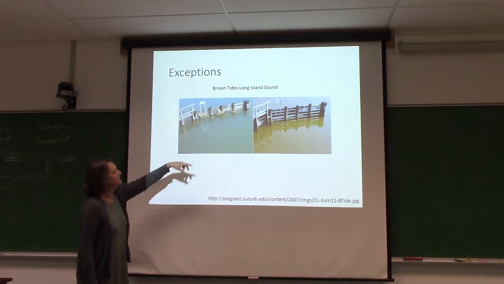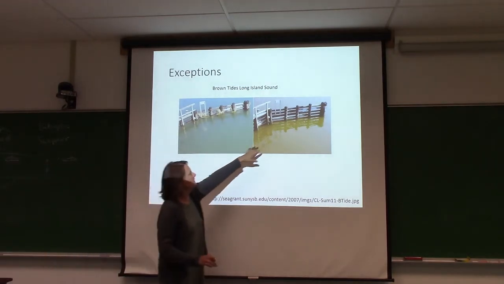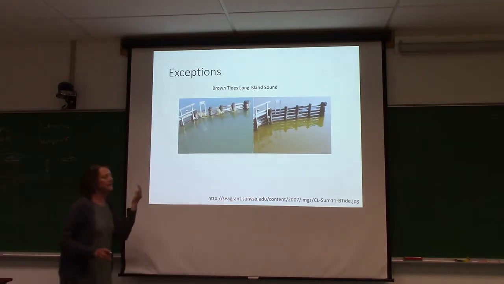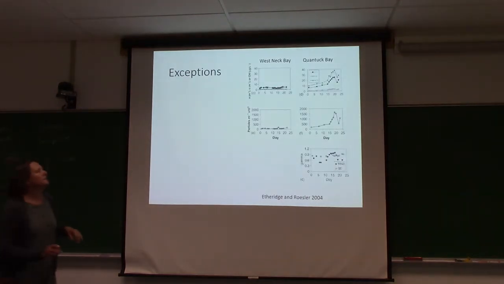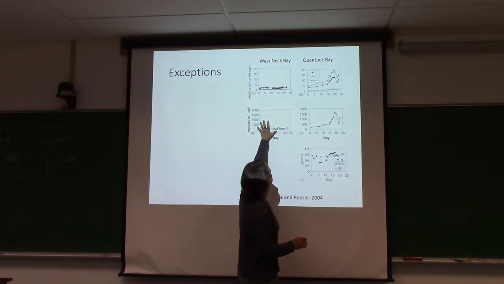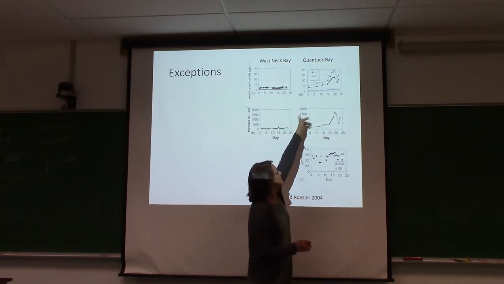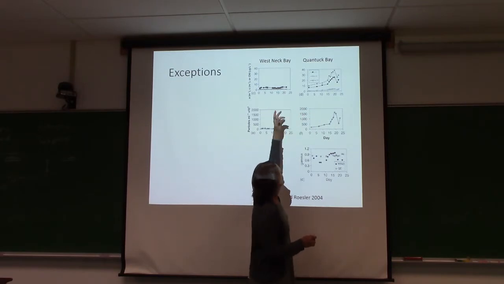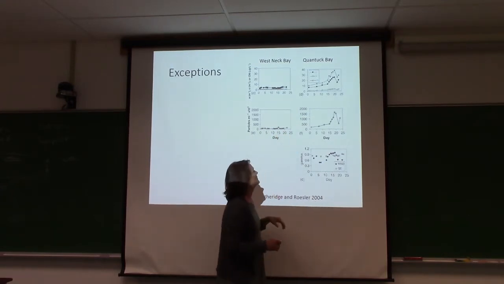Brown tides in Long Island. A student of mine went there to measure. This is a bloom of something called Aureococcus anophagefferens. It's a tiny, like 2 to 3 micron cell that turns the water brown. She measured 2 different bays, West Neck Bay and Quantuck Bay. Nothing was going on in West Neck Bay. The bloom was in Quantuck Bay. You can see it in the absorption and the attenuation and the chlorophyll and the concentration of cells. And nothing was going on here. Apparently, there was no biomass change over the 2 weeks.